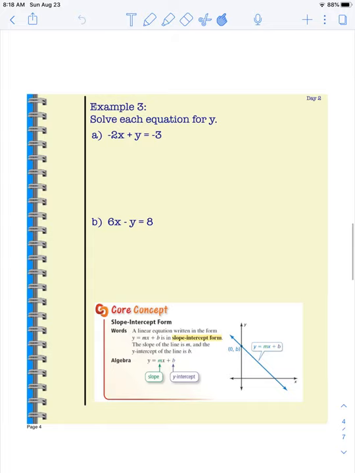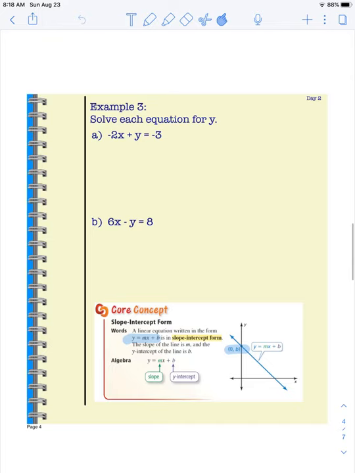Before we solve example 3, we're going to look at this core concept at the bottom. Slope-intercept form is written y equals mx plus b. This is the most common form you're going to see linear equations in because it's easy to find that y-intercept. That y-intercept is the b value, and then m is the slope. We've been finding slope. So when example 3 asks us to solve each equation for y, remember when we rewrote literal equations in lesson 1.5, kind of bringing back a little bit of that.